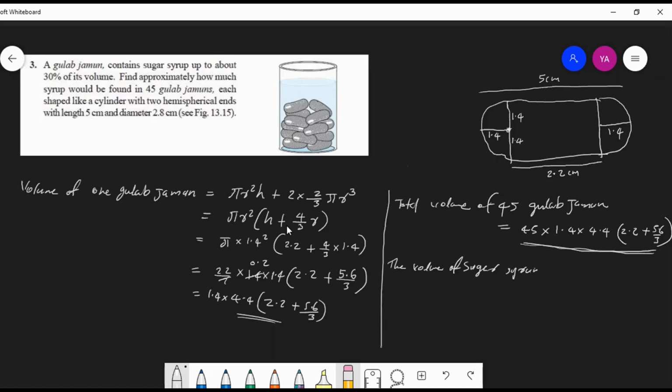Sugar syrup is equal to what will come? 30%. How can we find 30%? 30 by 100 into the same number. So that is 45 into 1.4 into 4.4 inside the bracket 2.2 plus 5.6 by 3. I'm not reducing this now. You can do it later. You want to multiply some decimal numbers, and inside the bracket you want to add. I think for 5.6 by 3 a non-terminating decimal expansion will come.